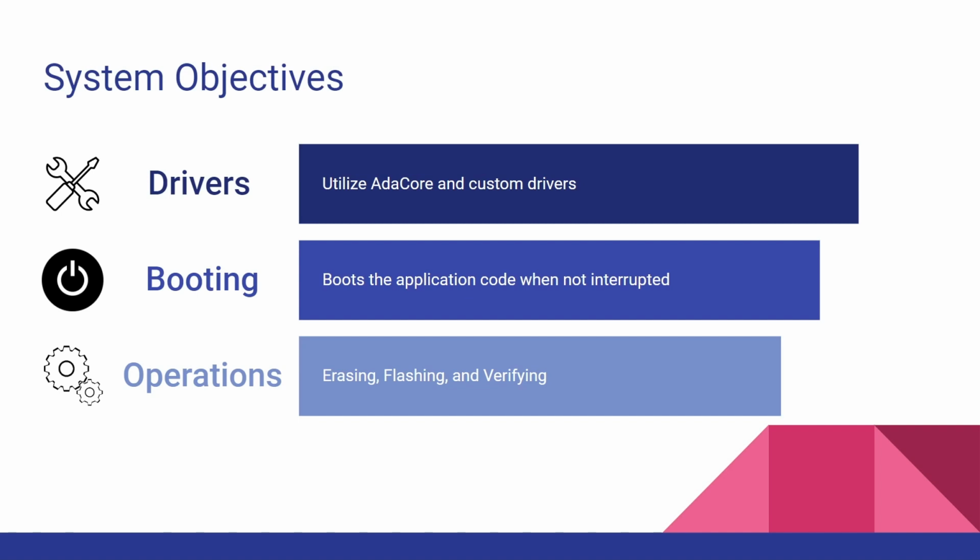Our system, when not influenced by the user, begins execution of a separate user code located somewhere else in the microcontroller's memory. If the boot process is interrupted, however, the user will then be able to use commands such as erasing programs, flashing programs into the memory, as well as verifying that those programs were flashed into the memory correctly.